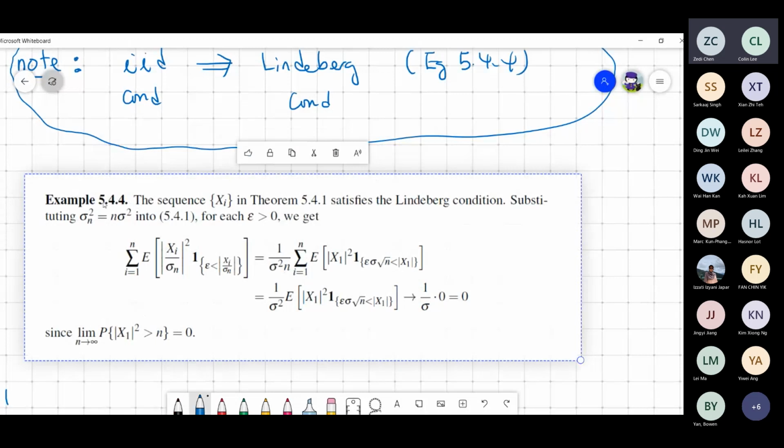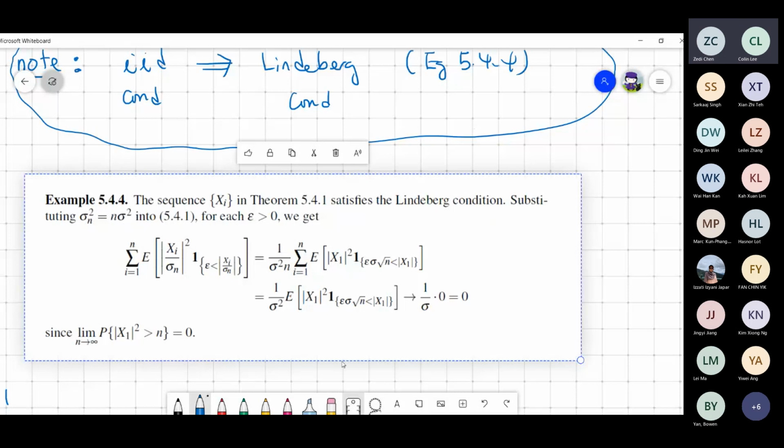So example 5.4.4. The sequence Xi in theorem 5.4.1 satisfy the Lindeberg conditions. Okay, so that is what we want to prove. Now, how do we prove it? What we need to do is just substitute sigma n squared to be n sigma squared in 5.4.1. And then for each epsilon greater than 0, we have this.